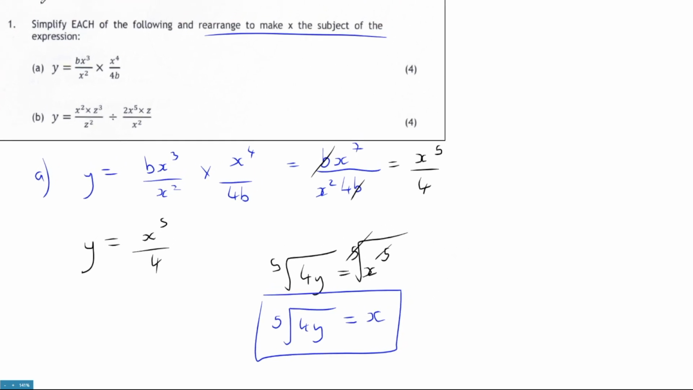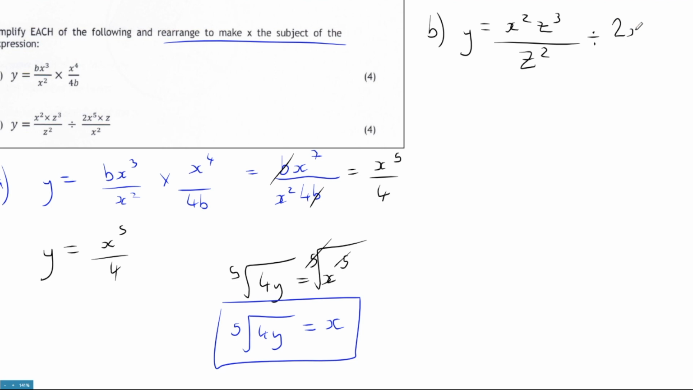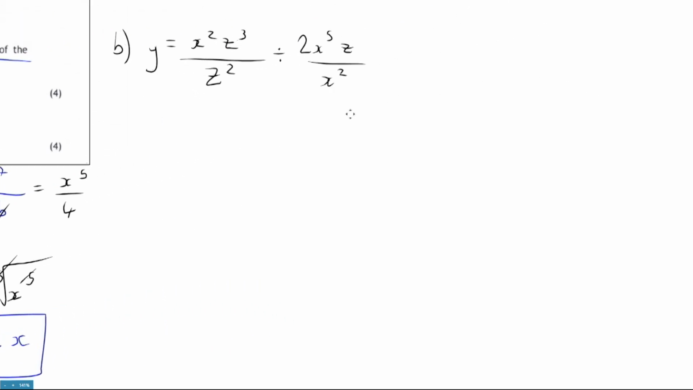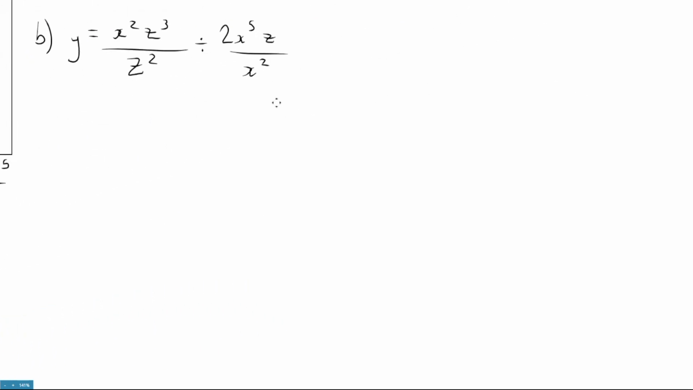Now we're going to do part B. Let's see if we can grab part B and put it up here. We've got y is equal to x squared times z cubed, there's no point putting the multiplication in there, divided by z squared, divided by, double division, that's always fun, 2x to the 5 z over x squared. I'm going to move this across so I can work on it better. So this is what we're calculating.